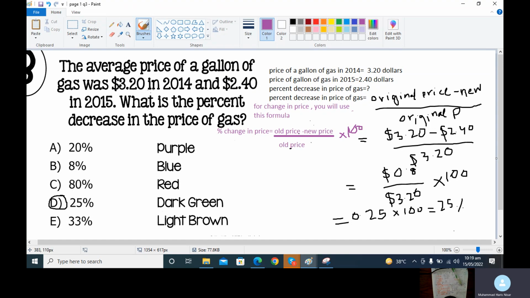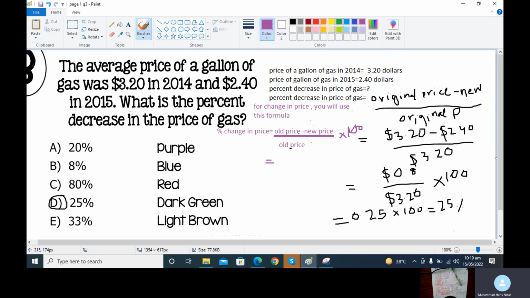The initial price was $3.2, so with this price you are checking the difference. That's why you will write it first: old price minus new price over old price. Old price was obviously $3.20, then new price 2.40, divided by 3.2. So when you have this percentage decrease, it means that your value is decreased by 25%.